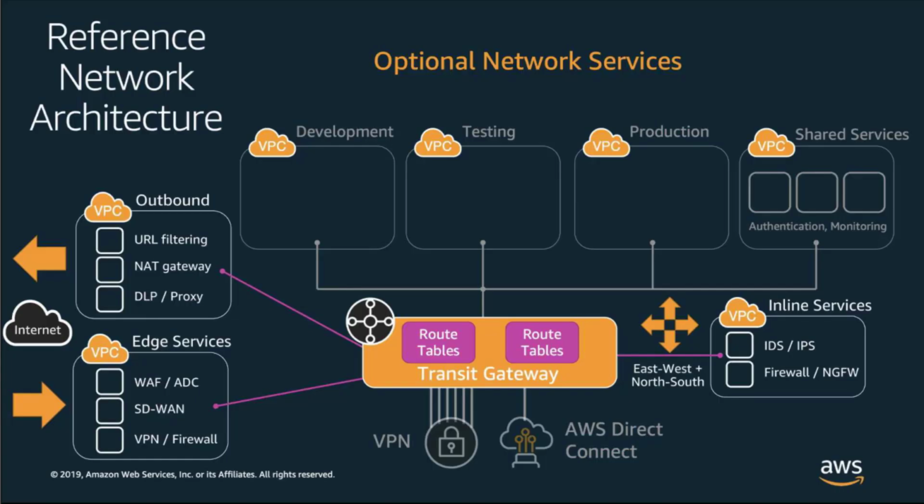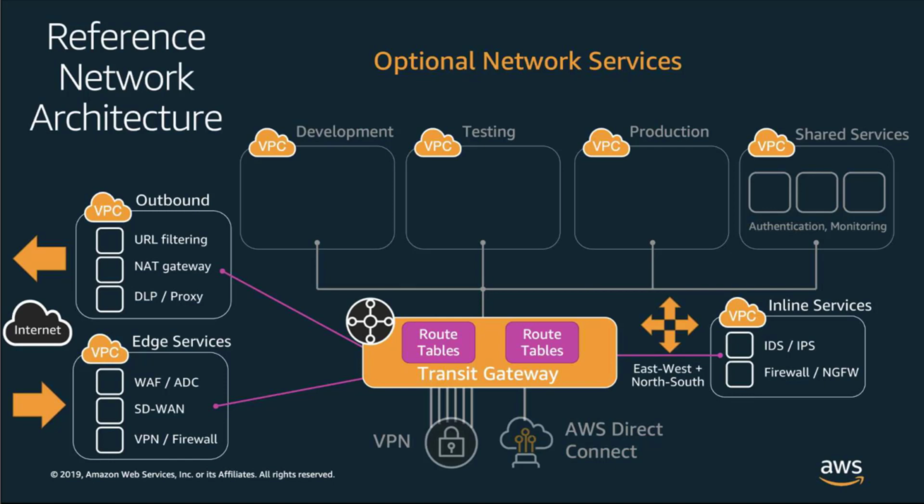So this is our overall reference network architecture. If you saw our re:Invent session last year, you should find it intimately familiar. We'll talk through a few pieces of this. So we have outbound connectivity in a separate VPC, so we're able to do things like URL filtering. We can do NAT gateway. We can do DLP and proxying for all of that outbound connectivity. We can do edge services. We could do WAF, SD-WAN, VPN, and control that traffic into our Transit Gateway.